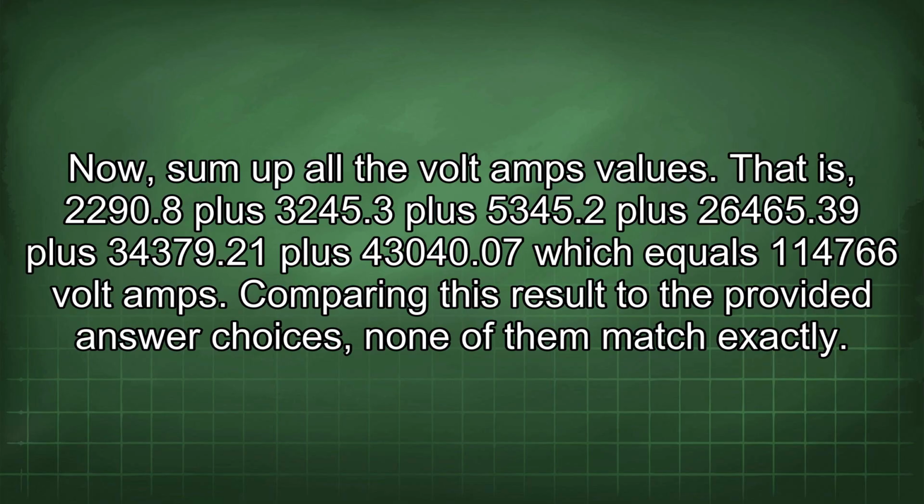That is 2290.8 plus 3,245.3 plus 5,345.2 plus 26,465.39 plus 34,379.21 plus 43,040.7, which equals 114,766 volt amps. Comparing this result to the provided answer choices, none of them match exactly.